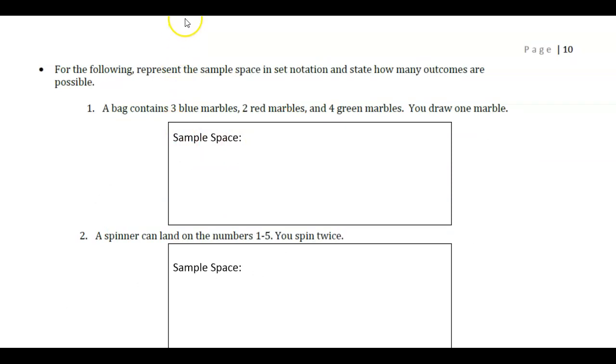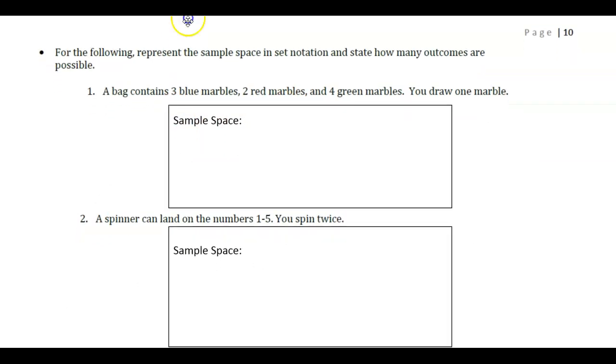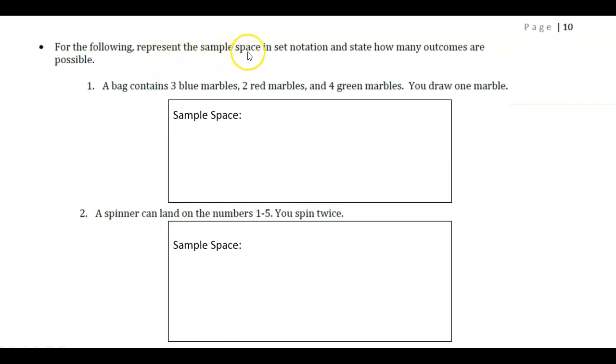On to page 10. It states here: for the following, represent a sample space in set notation and state how many outcomes there are. So there's two things we have to do. We have to do a sample space and then state how many outcomes there are.